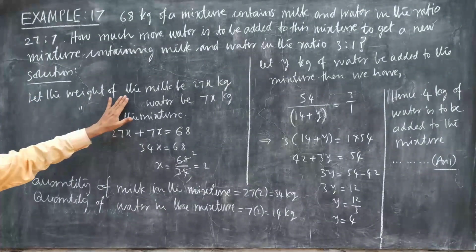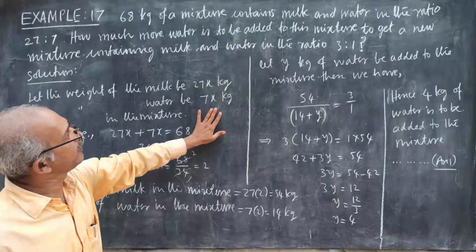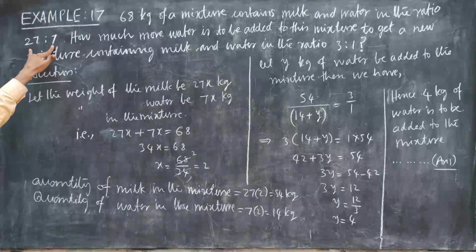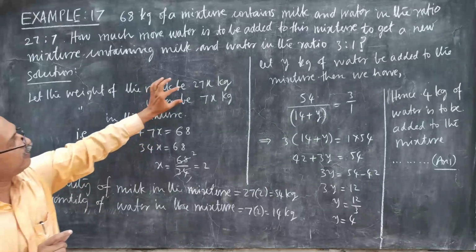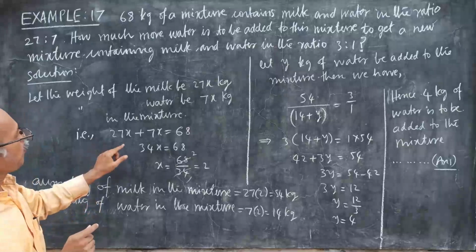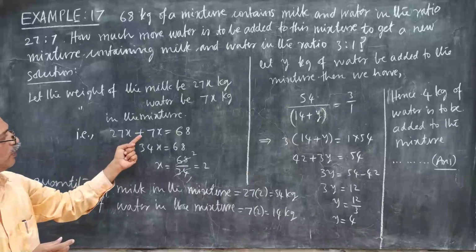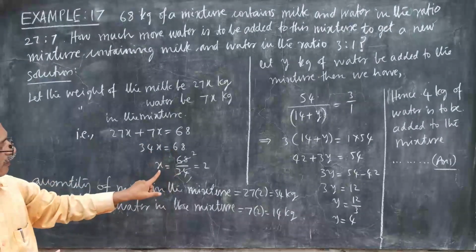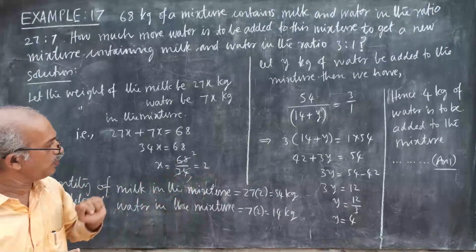Now, let the weight of the milk be 27x kg and the weight of the water be 7x kg, because the ratio is already given. It is in the ratio 27:7. In this mixture, the total contains 27x kg of milk and 7x kg of water, but the total is 68 kg. So we frame one equation. 27x plus 7x is equal to 68. So 34x is equal to 68. x is equal to 68 by 34. So x is equal to 2 we got.